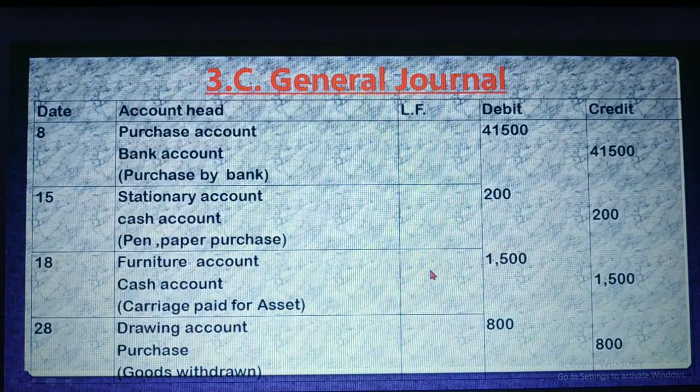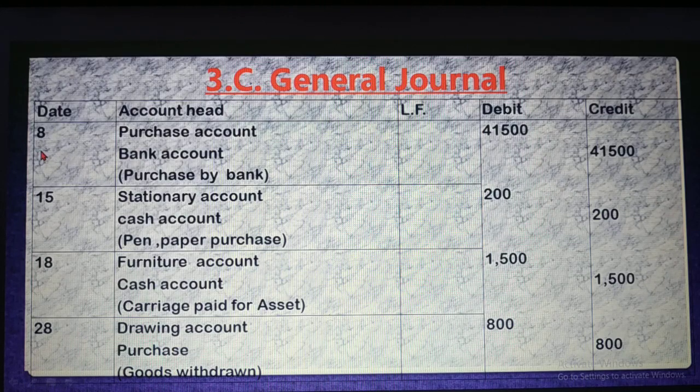Dear student, requirement C, it is general journal. Dear student, last class we also discussed general journal. Actually, the name of the chapter is journal. So journal is the most important thing here. And in the journal, what will we do? At first we have to write date, then account head, then LF, ledger folio number, then debit amount, then credit amount. LF is for ledger folio. It is an important MCQ.